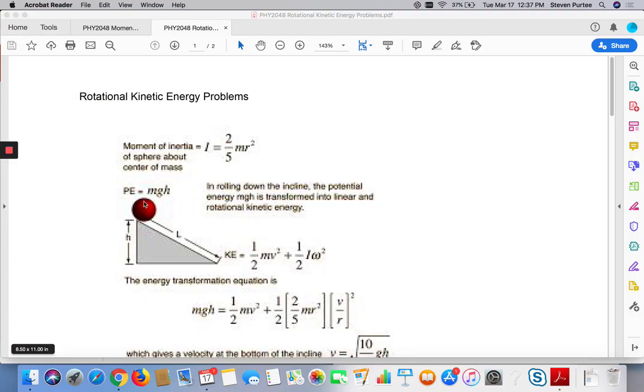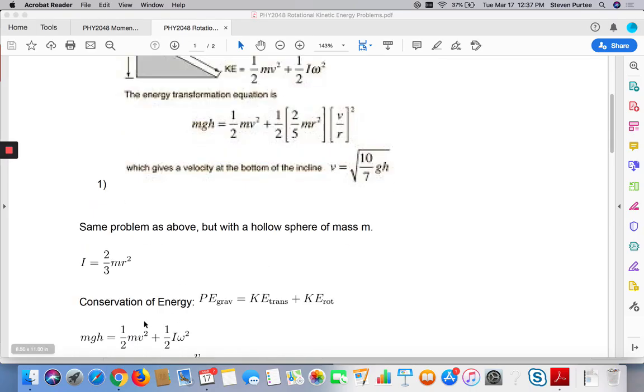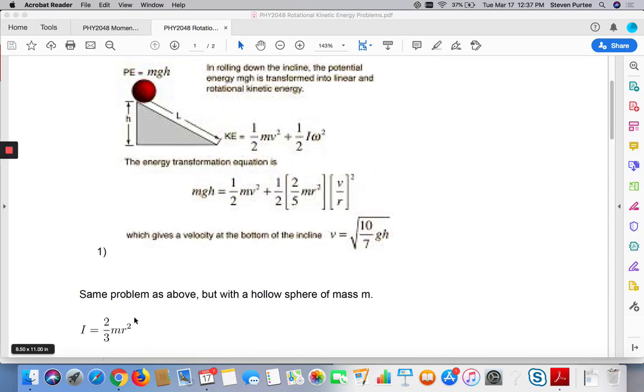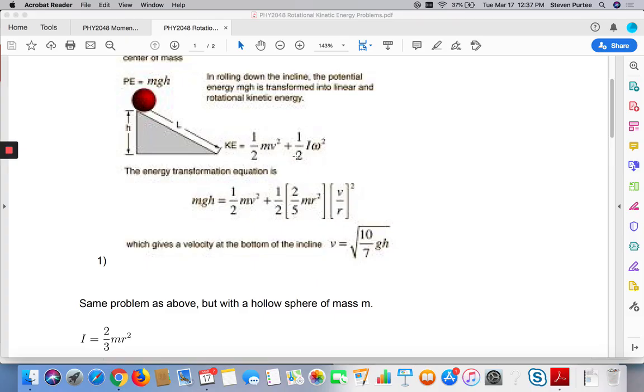One where this is a solid ball and one where this is a hollow ball where all the mass is out at the edge. So let's do the hollow ball first. So a hollow sphere of mass m. We're going to use conservation of energy. So I'm doing this problem first, and then I'll come back up and do this one.